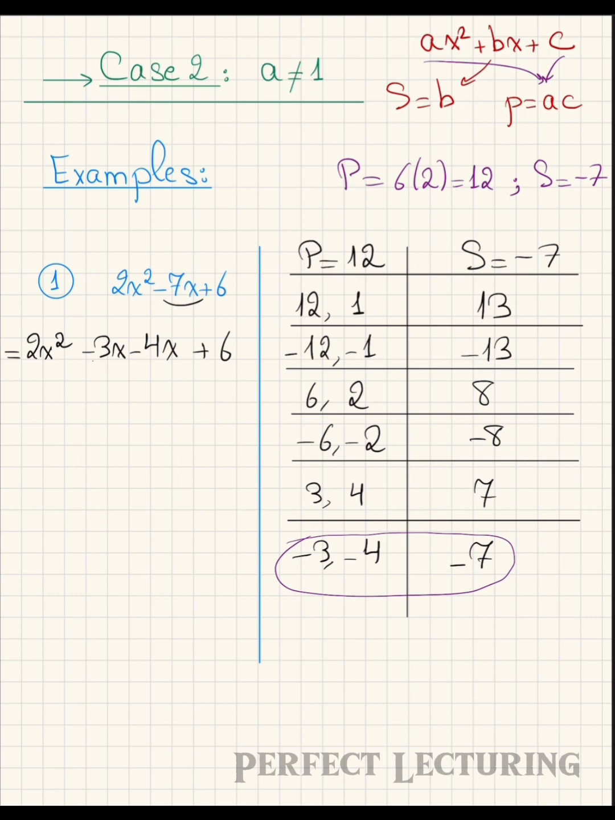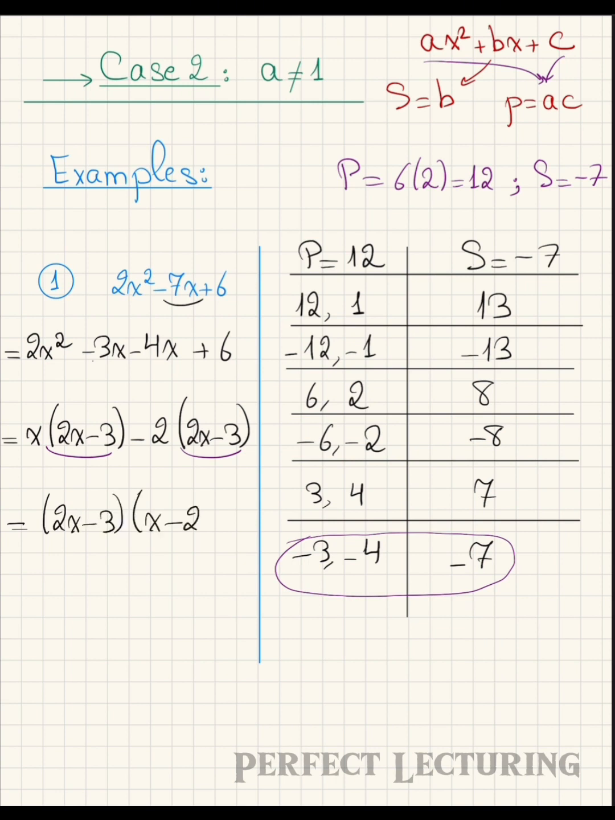Then we have 4 terms, and it makes sense that grouping is a possible technique here. So we factor the first 2 terms, which means I take out an x. For the other 2 terms, I take out 2. So 2x minus 3 because I took out a minus, so I have to change the sign. And yes, it worked because another factor popped up. So this is equal to 2x minus 3 multiplied by x minus 2.